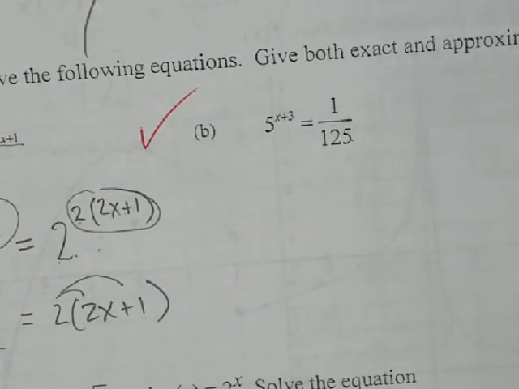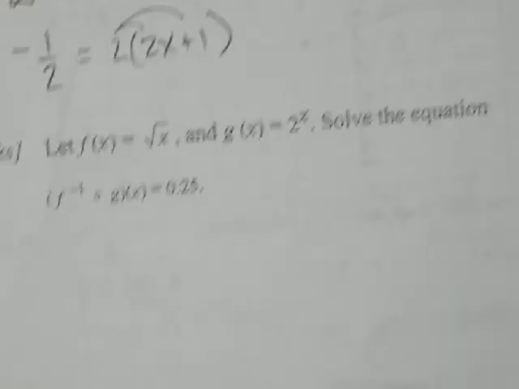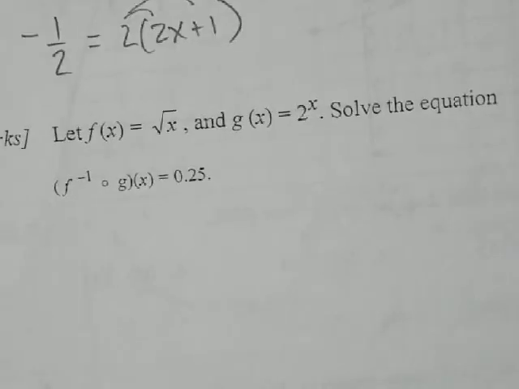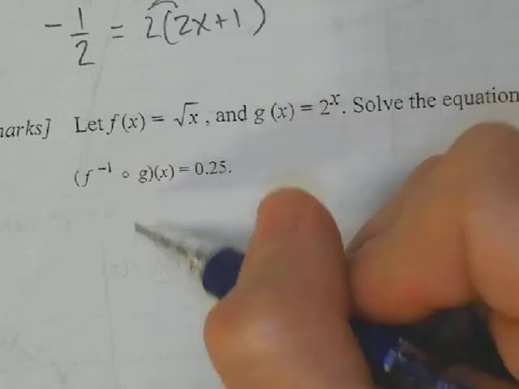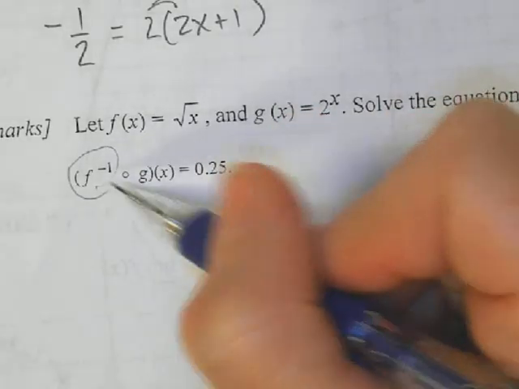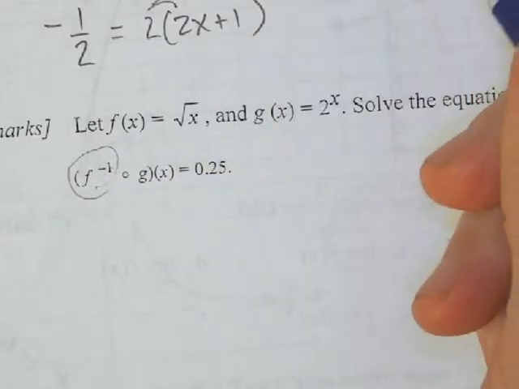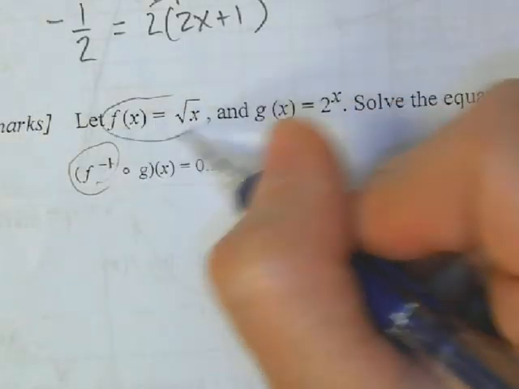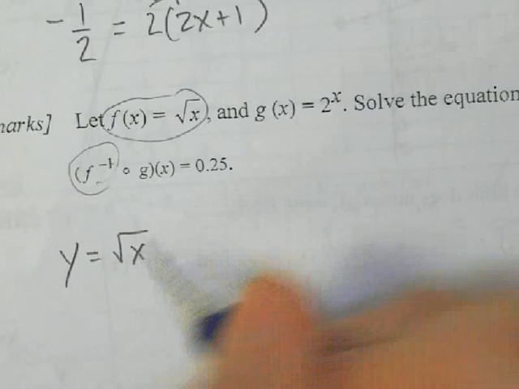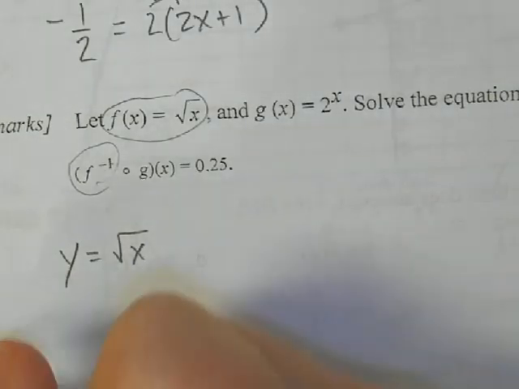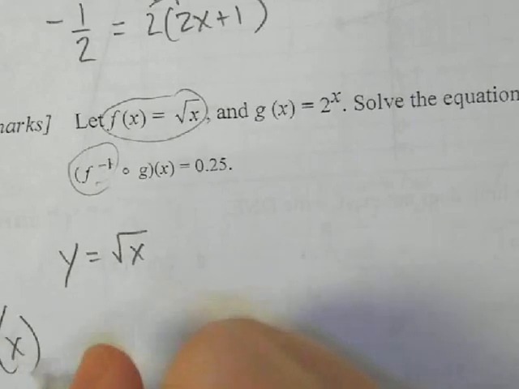All right, the last one: let f of x equal the square root of x, and let g of x equal 2 to the x. Solve this equation. So notice I have a bunch of things going on here. I need to first find the inverse function. F to the negative 1 means the inverse function. That means I'm going to take this and rewrite it with y. And then I'm going to swap the x and the y. So to get the inverse function, I need to swap the x and the y.